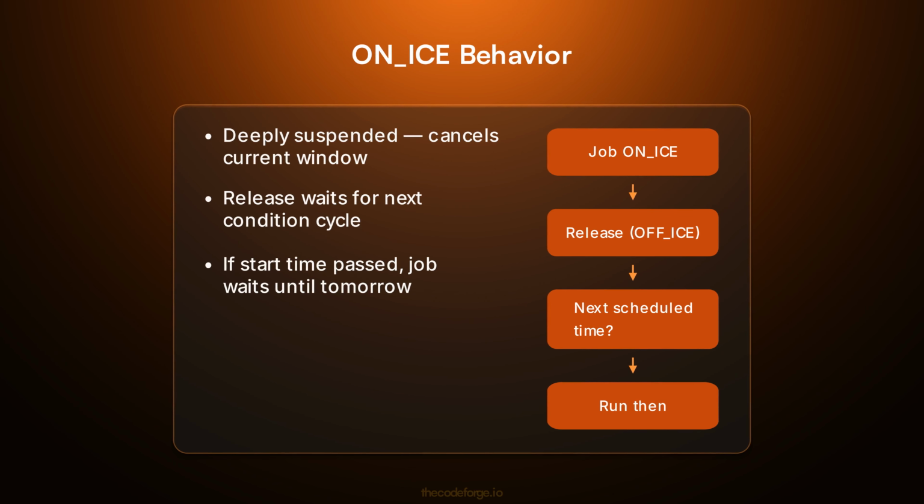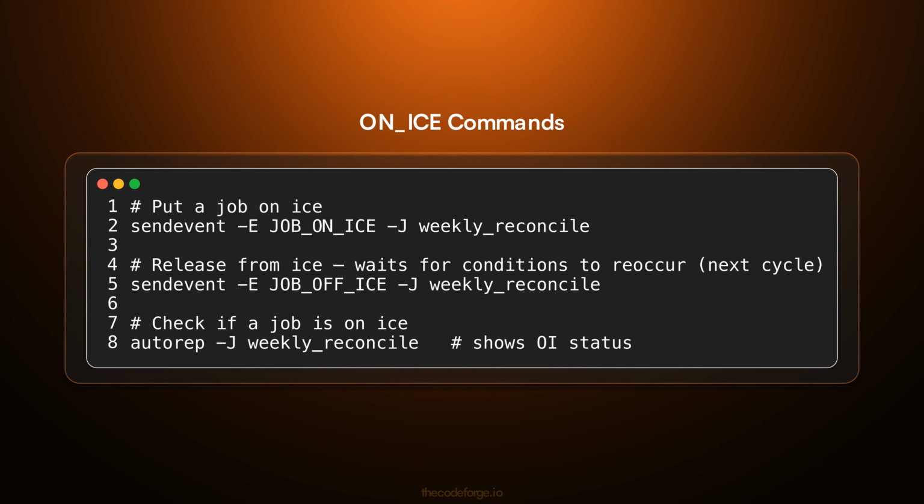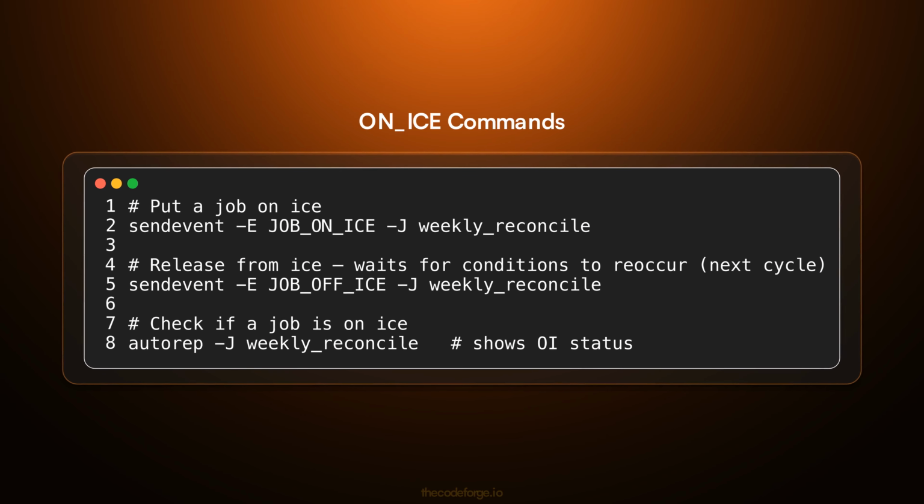ON ICE is more drastic. When you release it, the job does not start immediately. It waits for the next occurrence of its start time. If the scheduled time has passed, that run is lost. These are the commands for ON ICE. After JOB_OFF_ICE at 3 a.m. for a job that normally runs at 2 a.m., the job will wait until the next day's 2 a.m. It does not run at 3 a.m.